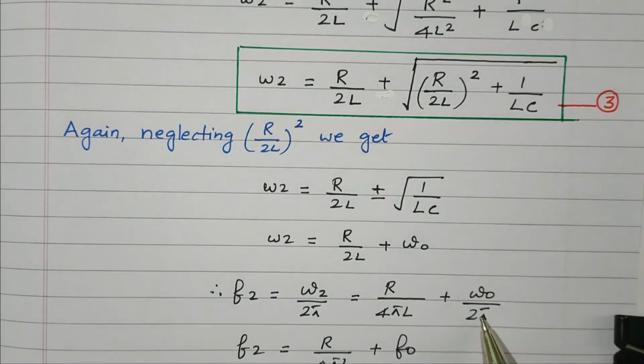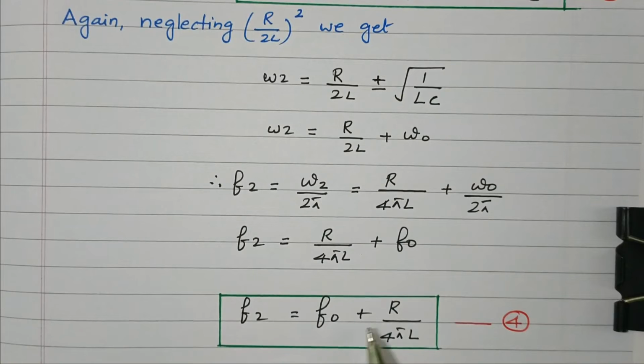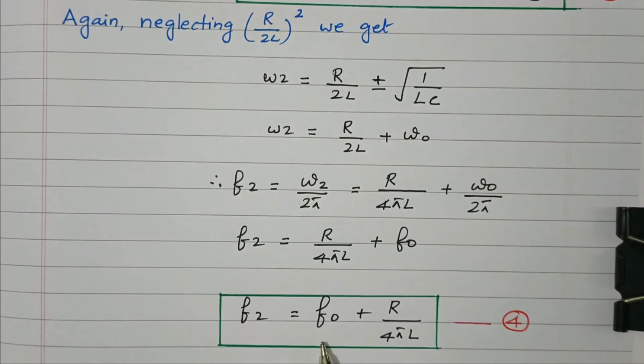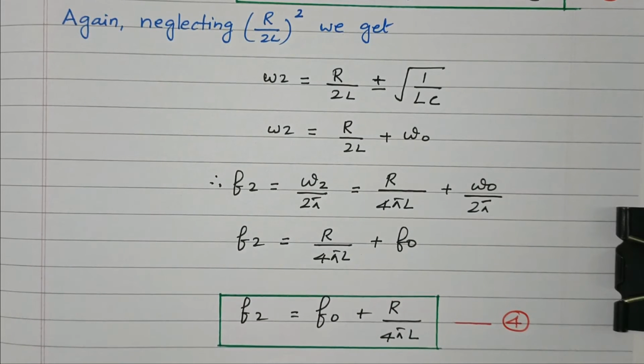This omega by 2 pi can be taken as f naught, so that what we have, f2 equal to f naught plus R by 4 pi L. Earlier we got f1 equal to f naught minus R by 4 pi L. Now we got plus R by 4 pi L. So now we got the lower half frequency as well as the upper half frequency.